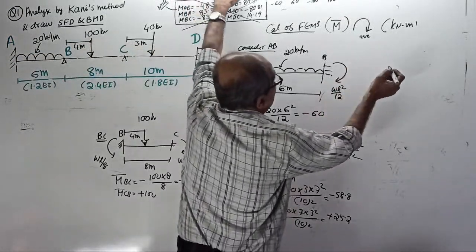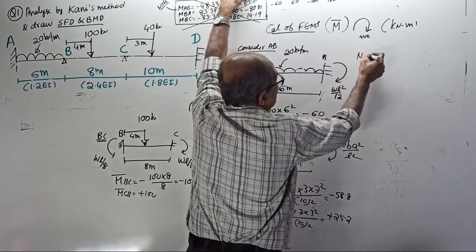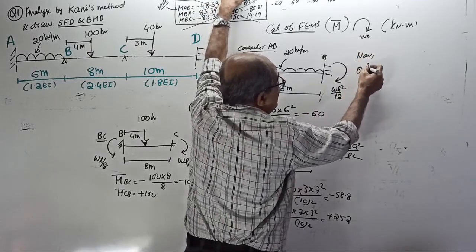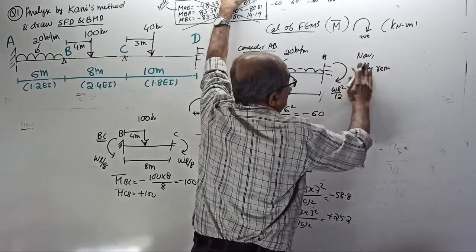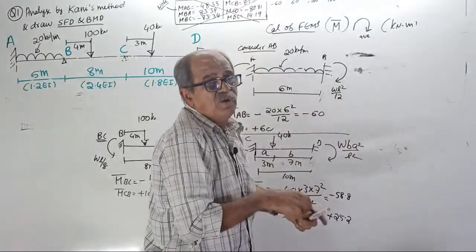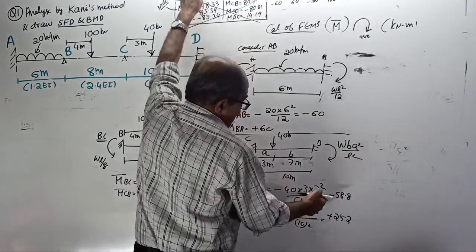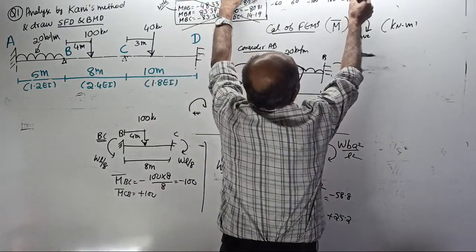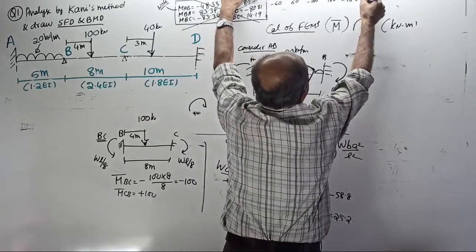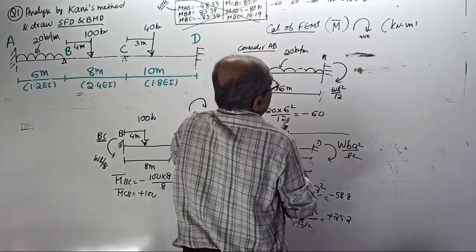See now, only remaining. Now I will do one thing. I will clean the full board now. I will tell you now. FPMs are over. Okay, write the answer here. It is minus 58.8 and 25.2. Okay. Now make a note here.